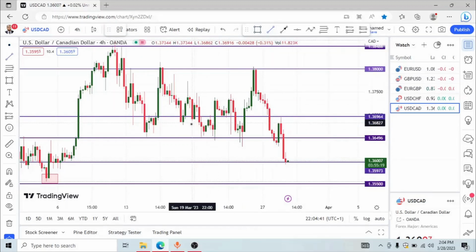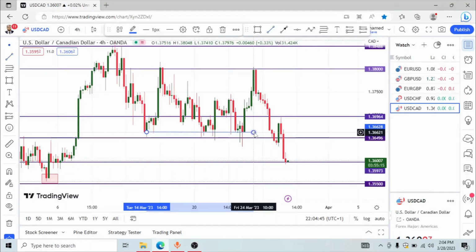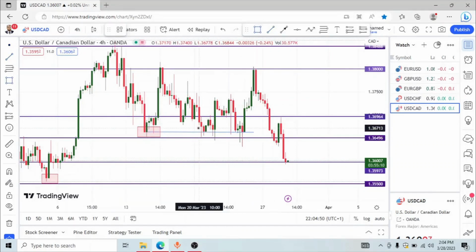Assuming you draw your touches here, look at this. This is your touch 1. This is your touch 2, and this is your touch 3 at this zone.